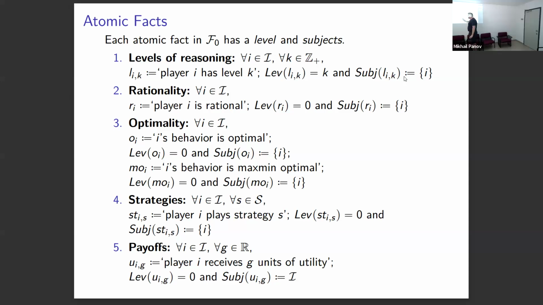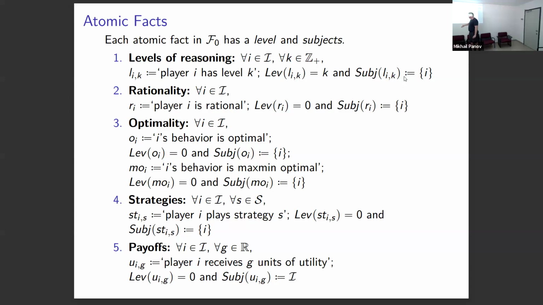The tricky one is the following: strategies. Everything is intuitive, I think, except for players. So here is a statement: player I receives 5 units of utility. For simplicity, I don't think in terms of consequences, I just fix a utility function instead. You will expand the language. So player I receives 5 units of utility. What does it mean?